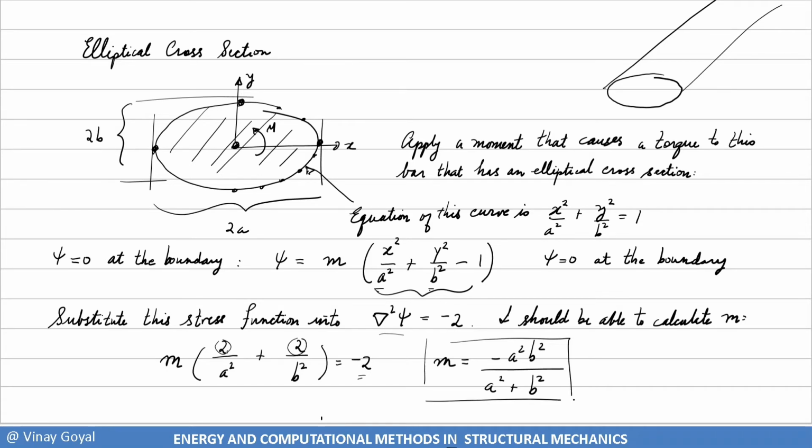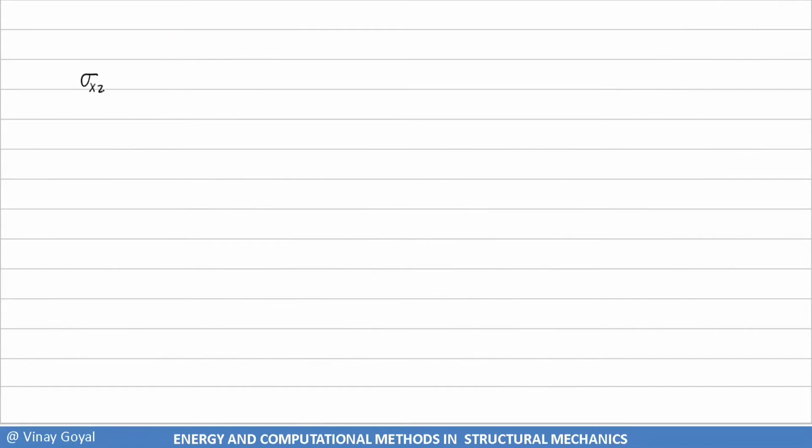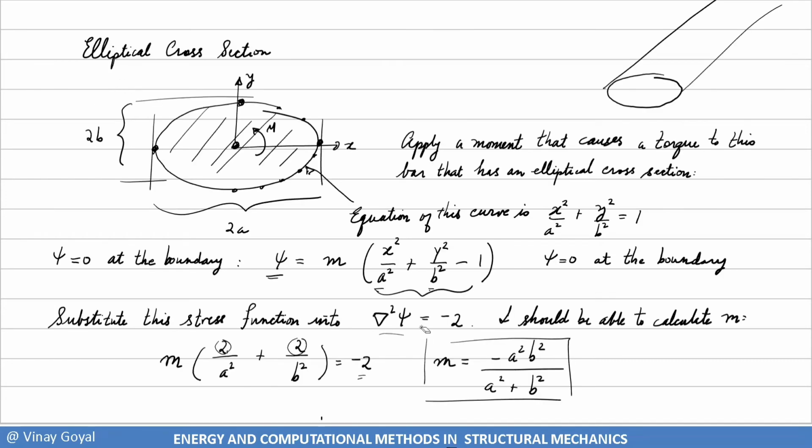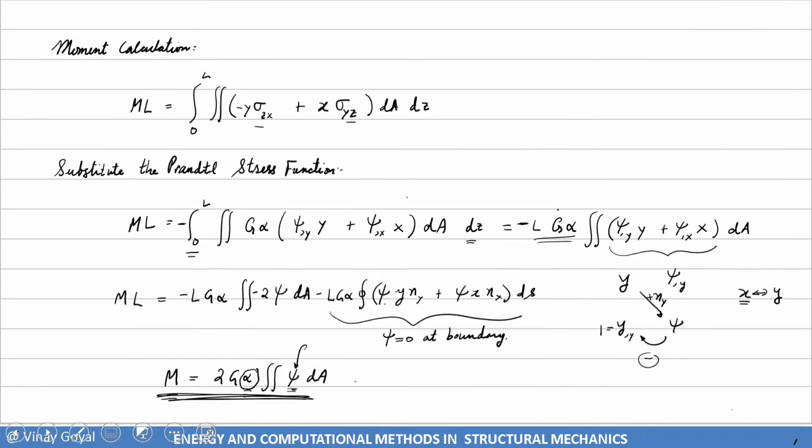But now that I know M and I know C, I know how C looks. So actually, now that I know C, in fact, I know the stress now, because I know what the stress sigma xz is. Well, let's calculate sigma xz later. Let's do this step first. I know C, so I can now calculate the moment. Because if I know C, I can calculate moment.